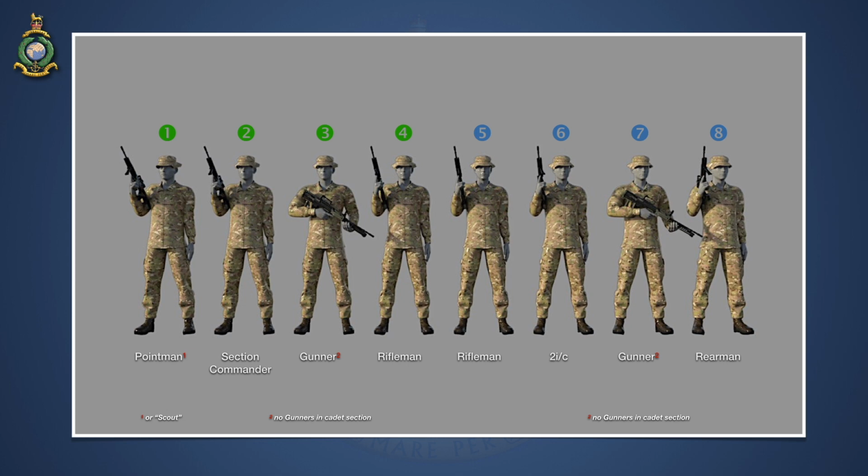A cadet section will almost certainly not have any gunners, unfortunately, but we will mention this in the lesson for completeness. We'll mention gunners in the formations because it's important to understand it. And this whole structure of a section is known as the order of march.